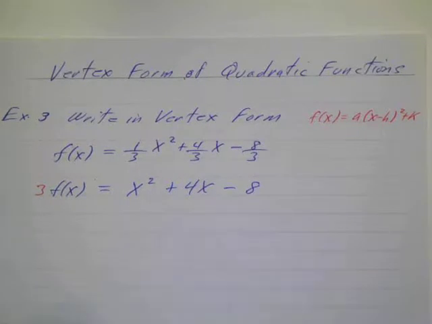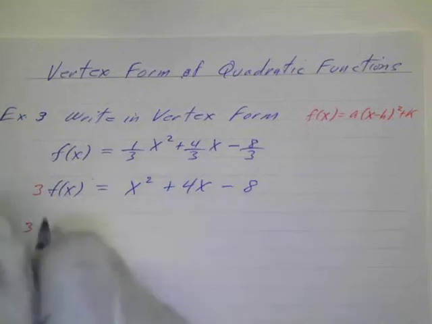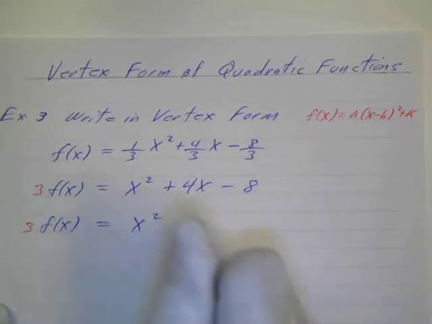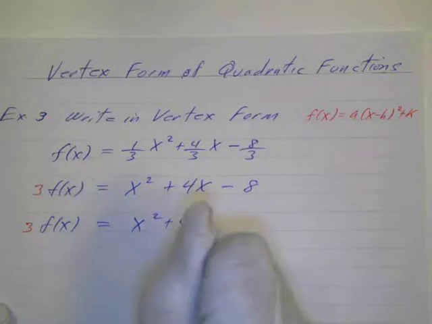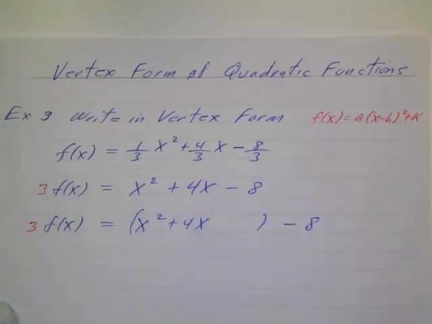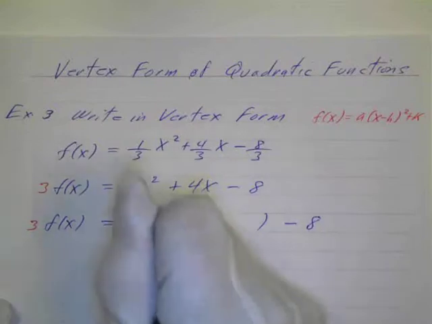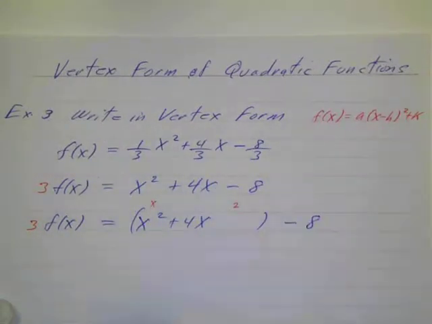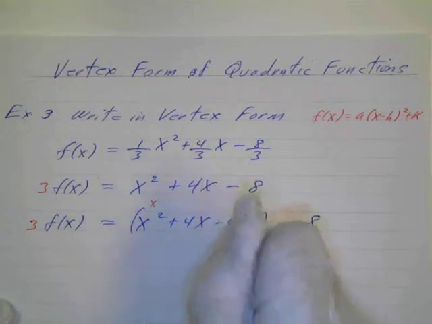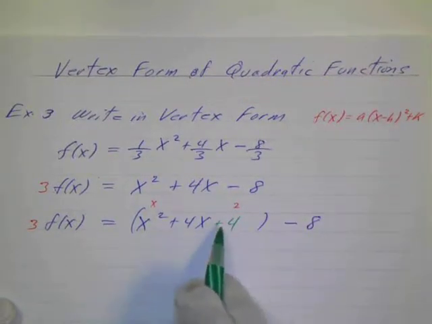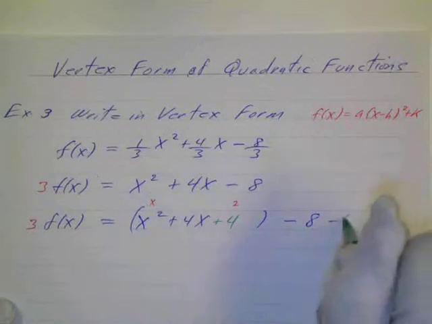Now I still have 3 times f of x, so I'll remember that over here. So 3 times f of x equals, and then I'll isolate my x squared plus 4x. Try to build my trinomial square, and we know how to do that. This is x, half of 4 is 2. And what's 2 squared? 4. So that's what I'm going to add to make this a trinomial square. So if I add 4, I'm going to have to subtract 4.